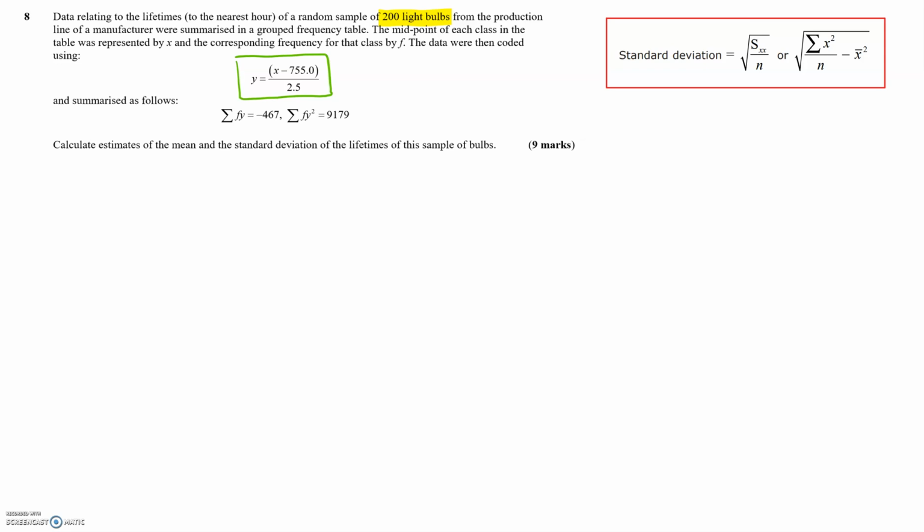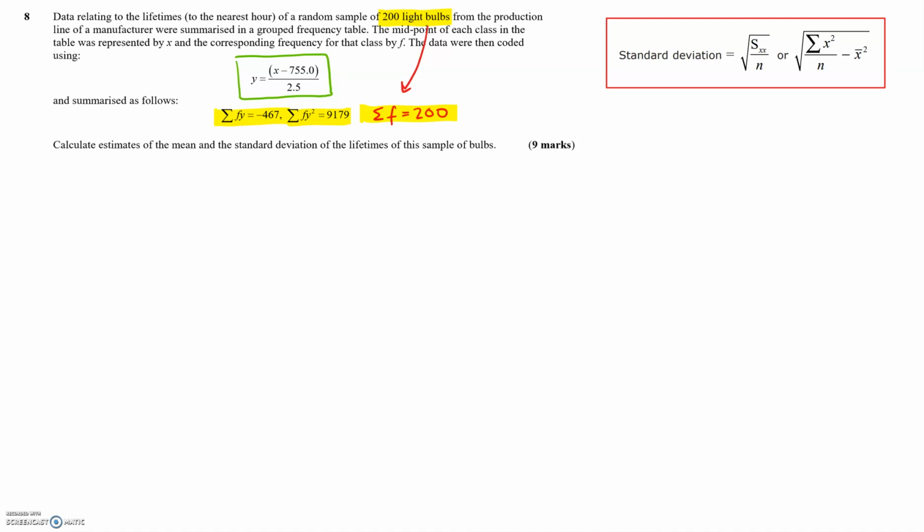We've also been given some information here. So the sum of Fy and the sum of Fy squared. Another useful piece of information will probably be the sum of the frequencies, which is the total number in the sample. So that's going to be another piece of useful information. In this question it says calculate estimates of the mean and the standard deviation.